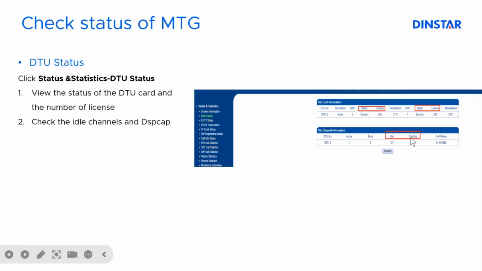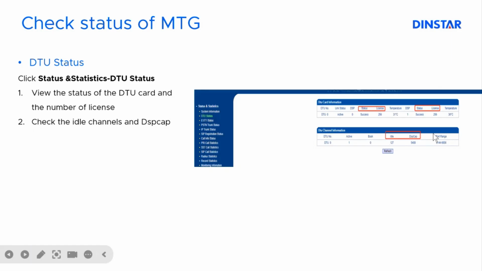So here is a question: what is the DSP cap? The DSP cap means the capacity of the MTG to handle calls. We all know we have transfer calls and transcode calls, right? And the transcode call will consume much more DSP resource. So the DSP cap is the capacity of the MTG, its ability to handle calls. Here we can check the DSP cap to see the status of the MTG.